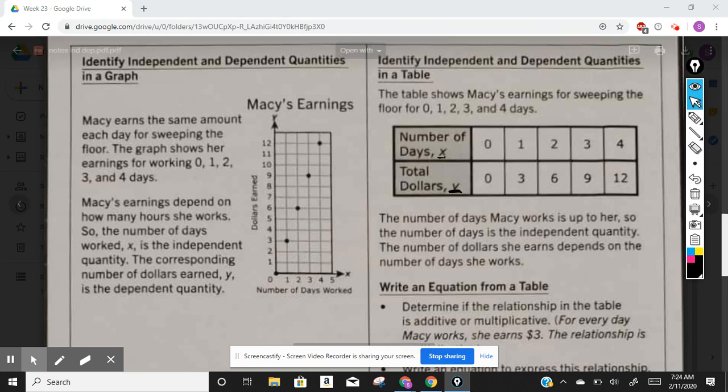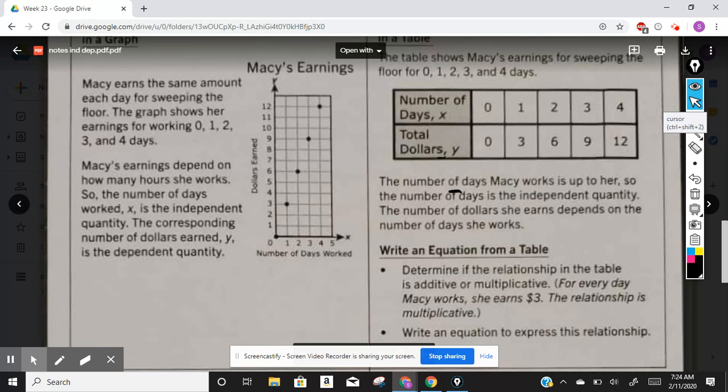So again, even looking at it in table form, the number of days that she works is up to her. So the number of days is the independent quantity. Okay, again, number of days. X is the independent.